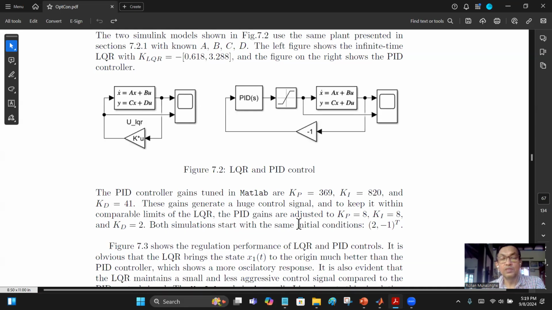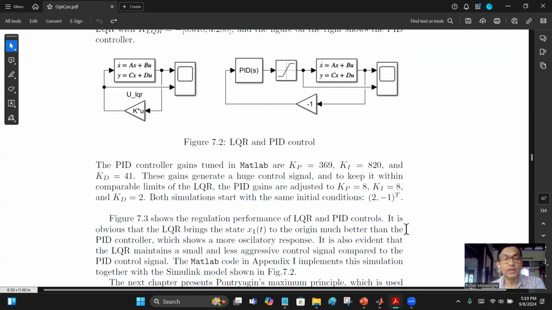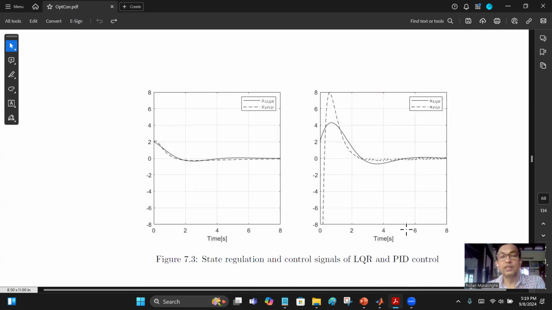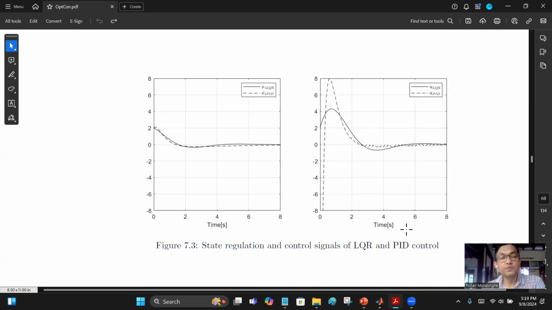Both simulations start with the same initial condition, 2 and -1. Okay, when you compare the results, you will see something like this. The first state variable x1, the initial deflection was 2, and both controllers try to bring it down to 0 in this manner. You can see that the continuous line is LQR and the dashed line is PID. You don't see much of a difference, right?